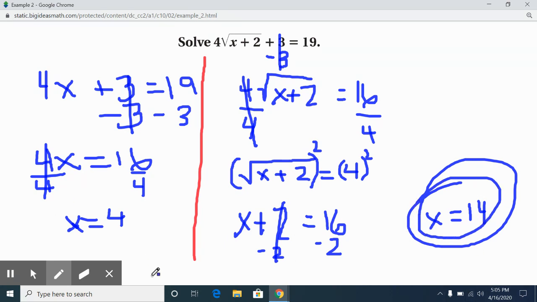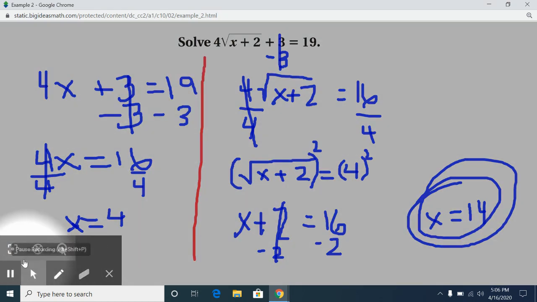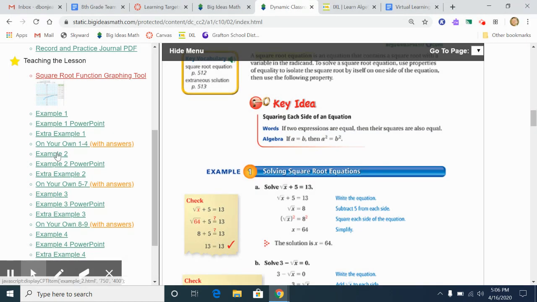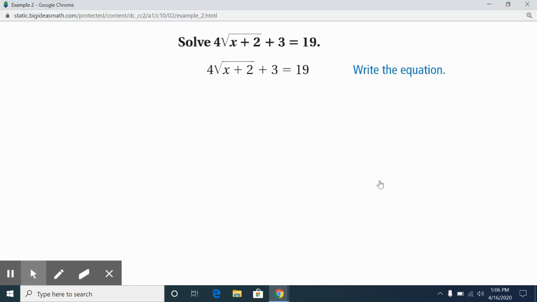We've done things like this before, where we had absolute value and we tried to isolate that. It's kind of the same concept. So let me get rid of that and then show you again quick from the book.